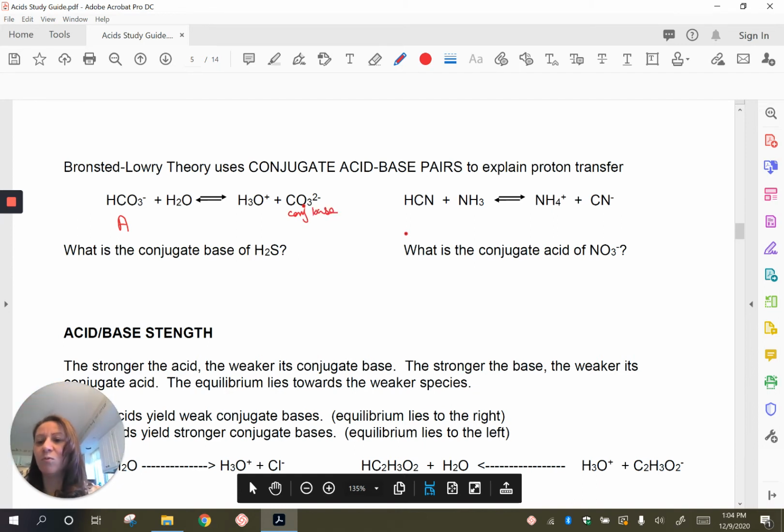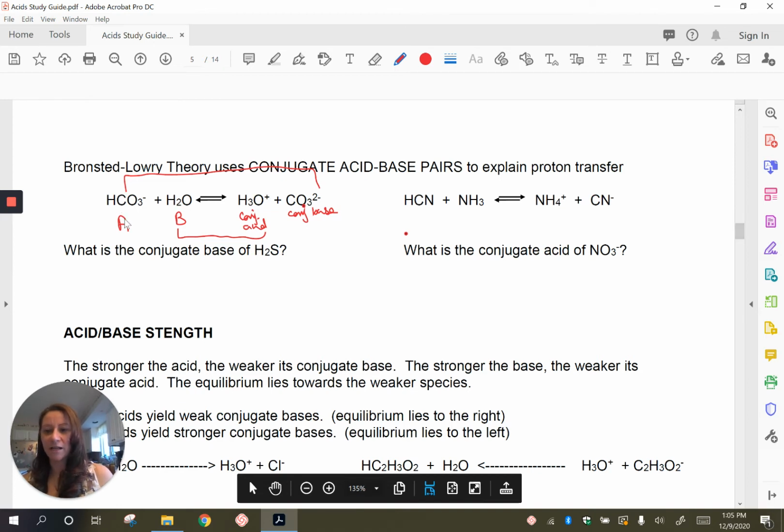And then here, water is behaving as the base. And what that means is it accepts a proton. So when the water accepts a proton, it becomes H3O plus. So when the base accepts its proton, we call that the conjugate acid. So the acid has a conjugate base. The base has a conjugate acid. The acid and the conjugate base, or the base and the conjugate acid, look exactly the same, except the acid has an extra H plus.